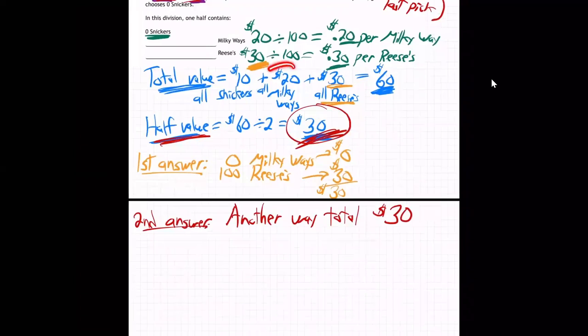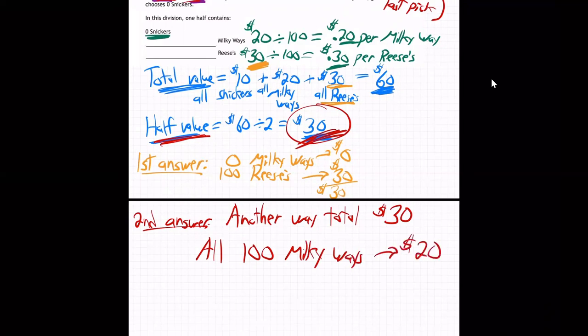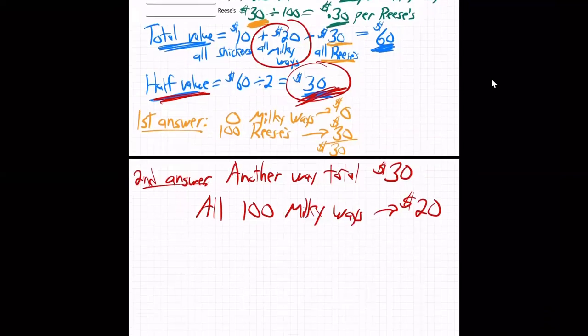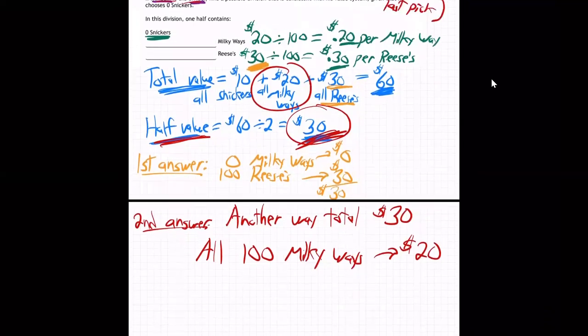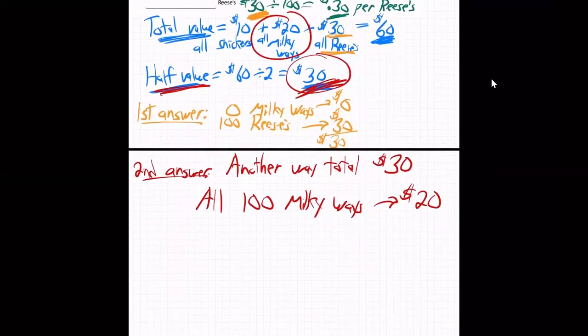$30. So for example, let's grab all the Milky Ways. So what if he said all 100 Milky Ways? And what is that total? That totals $20, right? It says right here, all the Milky Ways is $20. All 100 Milky Ways is $20. So there's 10 more bucks to go. So how are you going to get the other $10 out of Reese's? We've already got 0 Snickers. We have no choice on that. He's taking no Snickers. So Reese's.